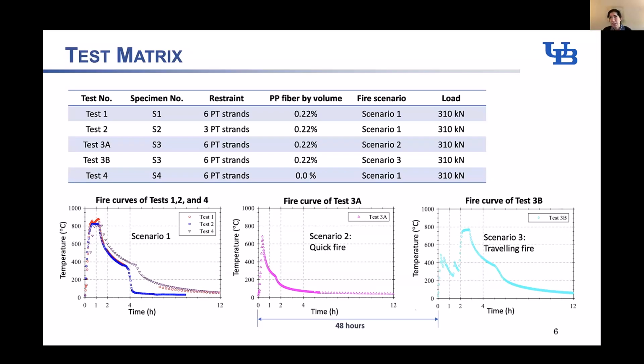Then the test 3 and 3B, they're similar to test 1, except they have a different fire scenario. So here you see scenario 2 and scenario 3. This is a very quick fire. You see it just heats up and then basically fires out. So this is testing here in the US.